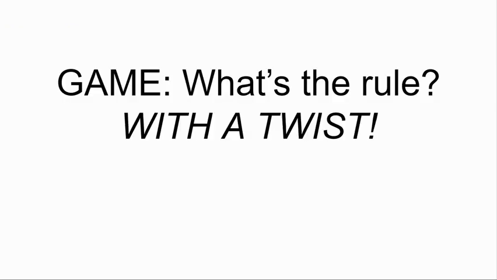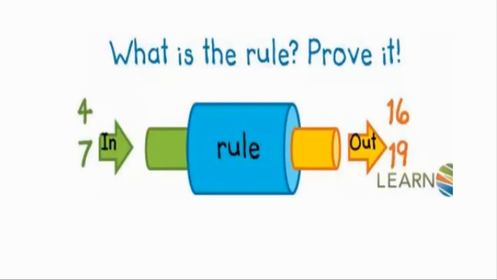So let's return to the game. What's the rule? But now there is a twist. Okay, so let's just go back to this slide. What is the rule? Prove it. So I don't need you to prove it, but I want you to find the rule and write it down, i.e., write down the function. Okay, so I want it to look like 4 equals, write down the equation. So it would be something like 16 equals, and what did you do to the 4? And then 19 equals, and what did you do to the 7?